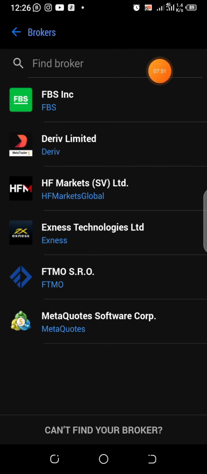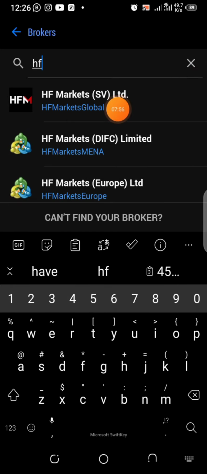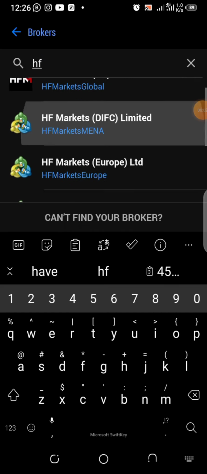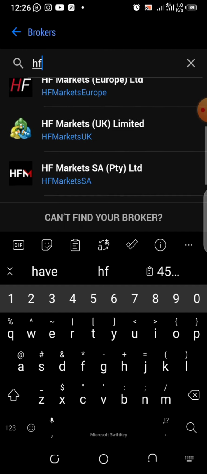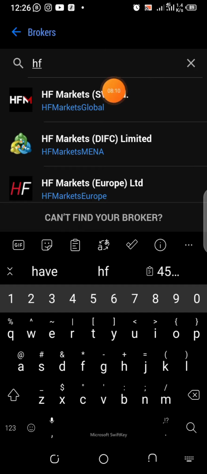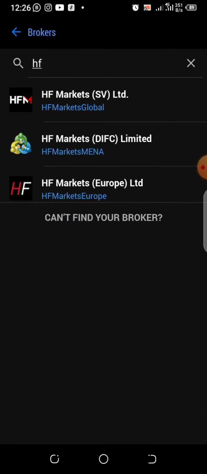So if you come here, if you search find broker, you find HF Market. You can see HF Market here. You can see different HF markets here. Can you see that? So you are going to make sure the one you want to select is the one they ask you to select. You can see market SV here, you can see different ones here, but the one they ask us to select here is what? HF market global.